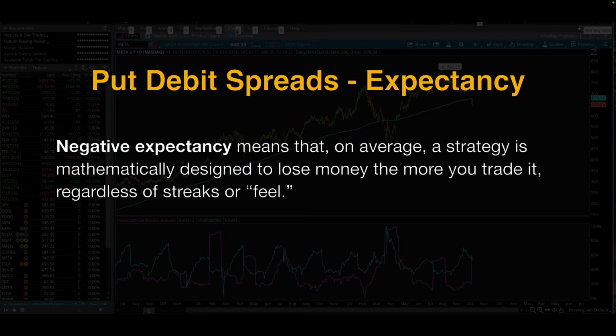Now let's touch on the concept of negative expectancy for those who may not be familiar. Negative expectancy means that on average, a strategy is mathematically designed to lose money the more you trade it, regardless of streaks or your feel.